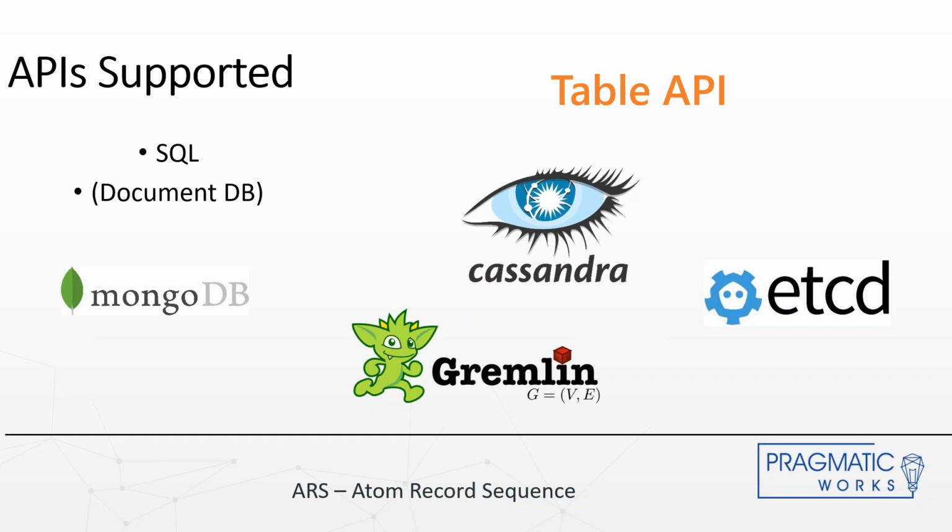Another API is a graph database API. So Gremlin is for a graph database like Neo4j or something along those lines. And again, underneath, it's storing the node and edge data in that Atom record sequence, but it allows you to interact with it like a graph database if that's what you want to use. And the last one I've got on here, I think is kind of interesting. I believe it's still in preview.